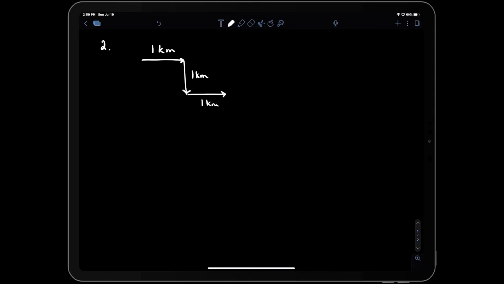Our questions are, what's the total distance that this person has walked? Well, I'm going to save you the problem of having to write this out. 3 kilometers is the distance that they've walked. But what is the displacement? The displacement now, well, our starting point was right here, and our ending point was right here.